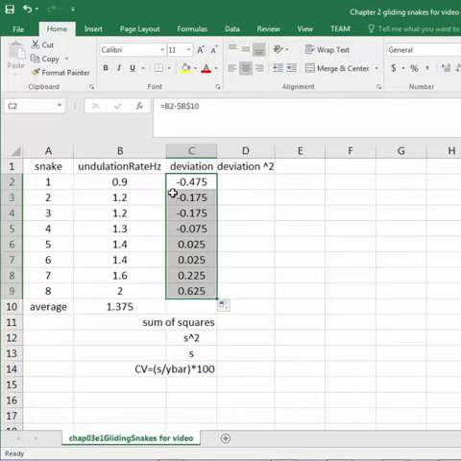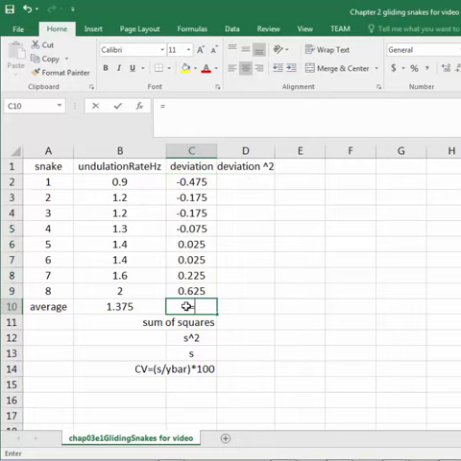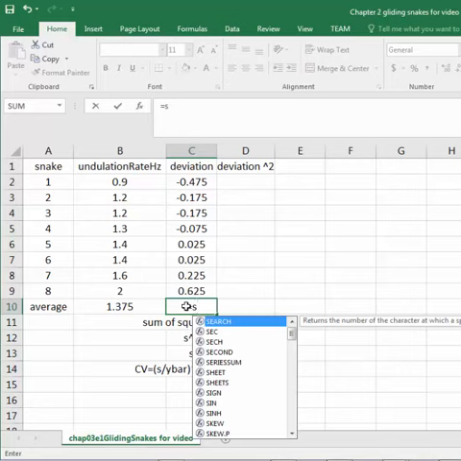Notice that in the deviations, half of the observations are positive, half are negative, and that's because the mean is about the middle of the distribution, so half the observations are going to be smaller and half are going to be larger. The sum of the deviations should be about 0.